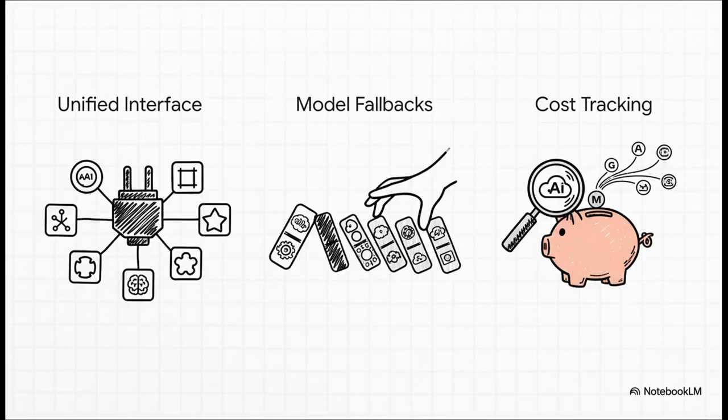But LiteLLM isn't just a one-trick pony. It's not just a simple translator. It has some seriously powerful features for building real production-grade apps. So yeah, you get the unified interface, but you also get things like automatic model fallbacks. Think about that. If your call to GPT-4 times out or fails for some reason, LiteLLM can automatically retry the request with, say, Claude, to make sure your app stays up and running. That's huge for reliability. And on top of that, it has built-in cost tracking, so you can actually see how much you're spending across all these different providers in one place.